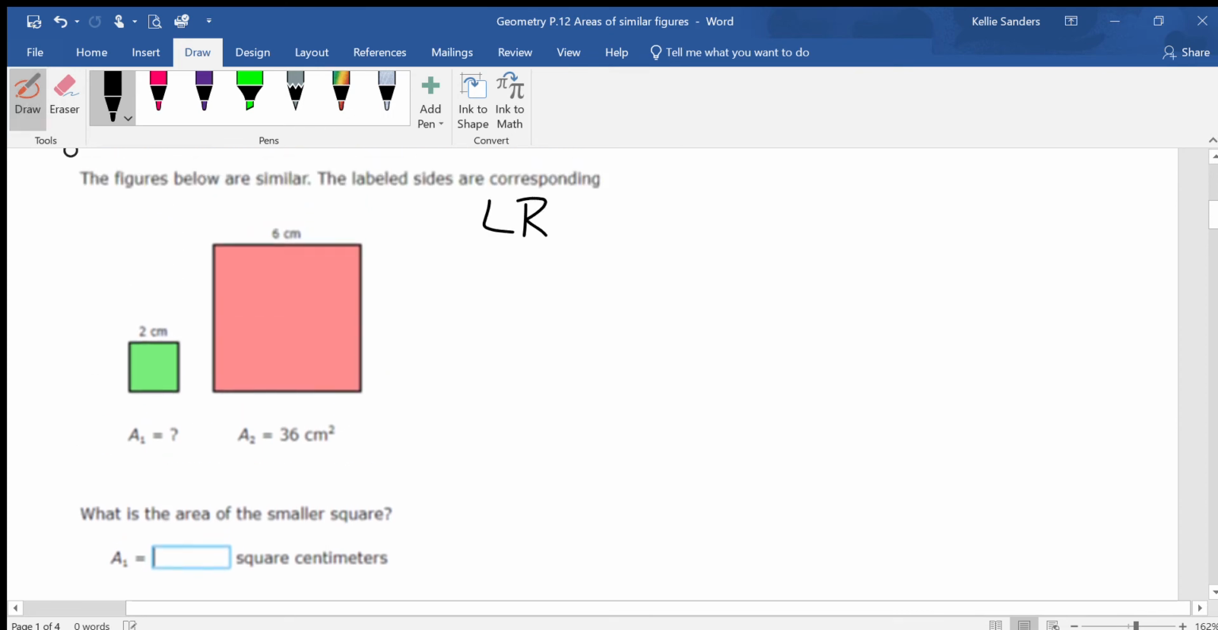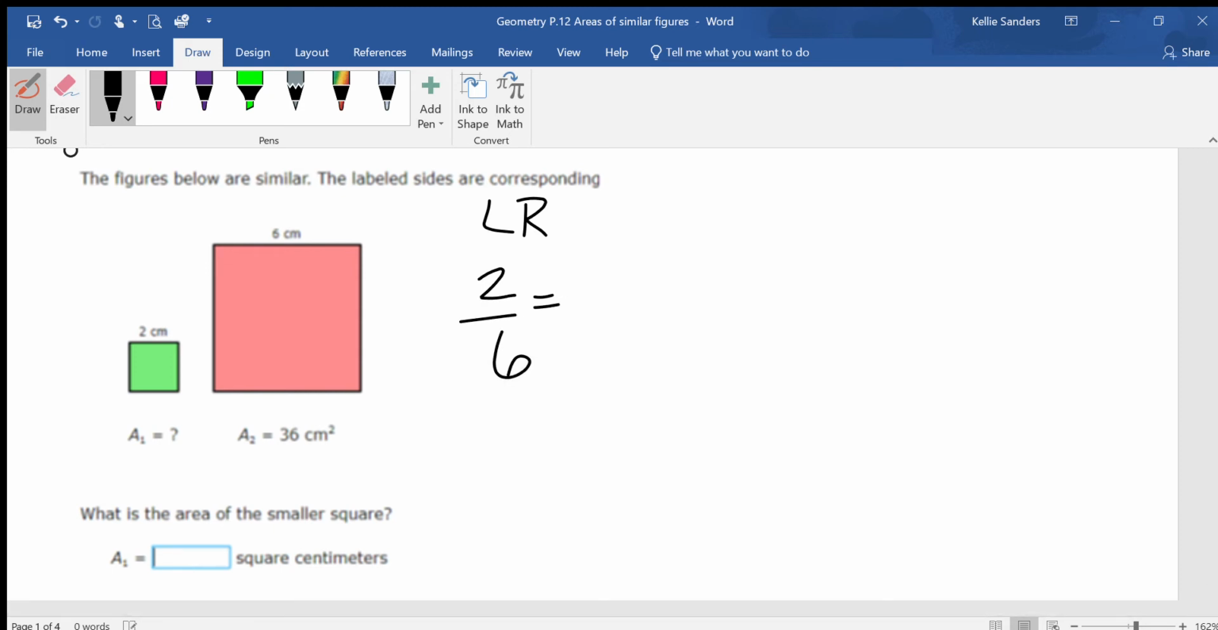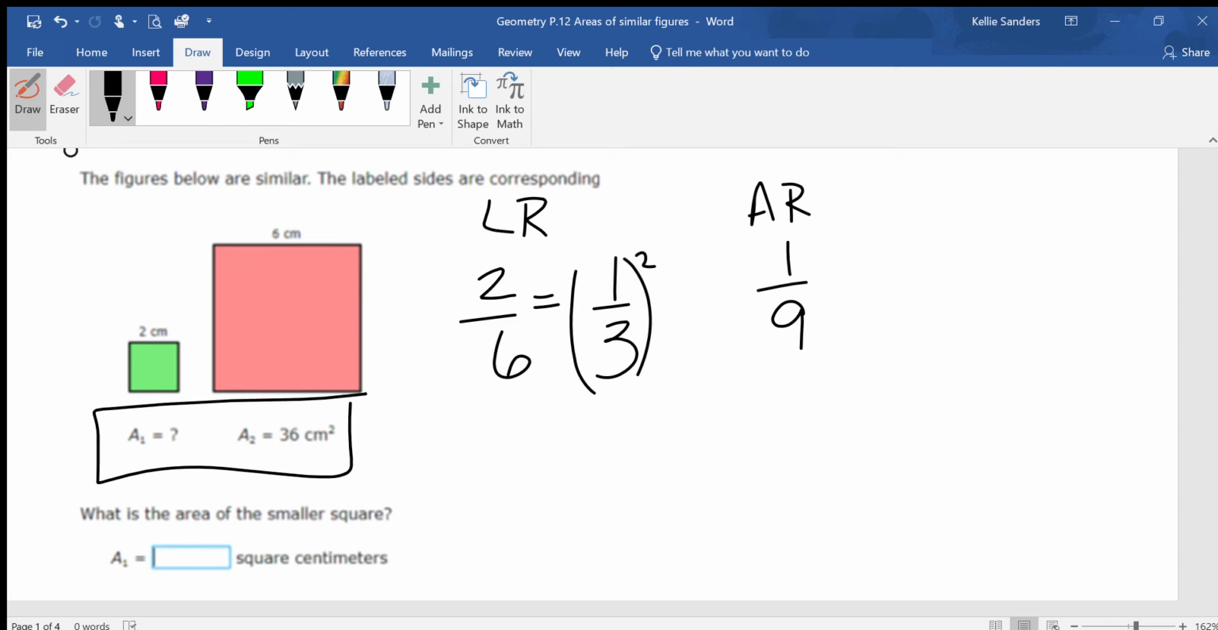The length ratio is 2 to 6. You want to reduce that. 2 to 6 is 1 to 3. So the area ratio is this squared. 1 times 1 is 1, 3 times 3 is 9. Okay, but these areas, 36 is not 9, so let me see if I can explain it a little bit better. The area ratio reduced is 1 to 9.